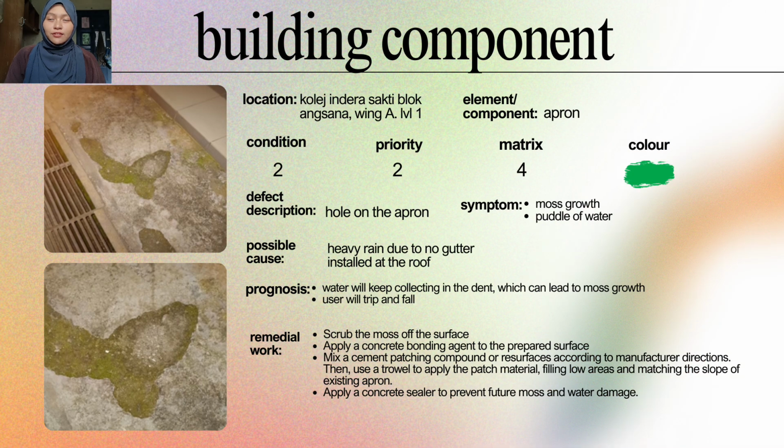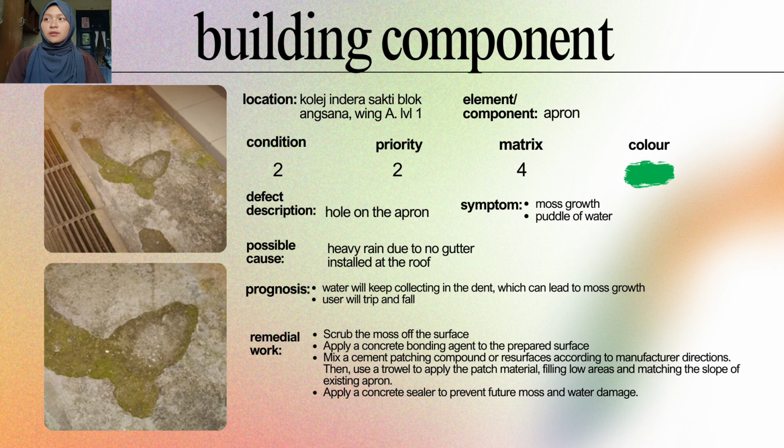The next defect was found at College Indra Sakti, Blok Angsana Wing A, Level 1. The element and component is apron. The condition of this defect is 2, which is routine. The priority is also 2, routine. The metric is 4 and the color is green, which is good.